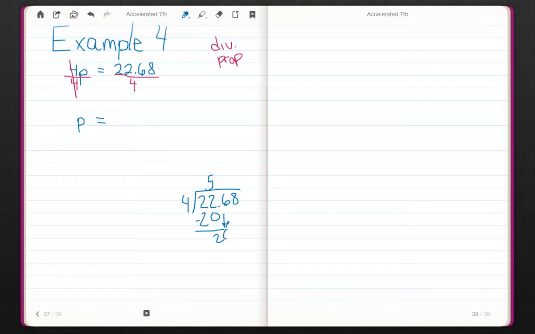Bring down the 6. 4 goes in 6 times. 6 times 4 is 24. Bring down the 8. 7. So p equals 5.67.